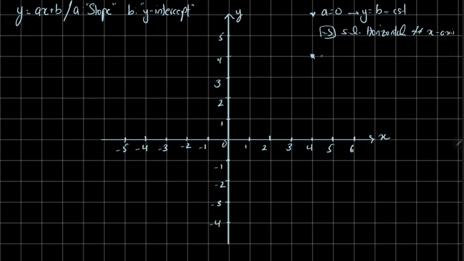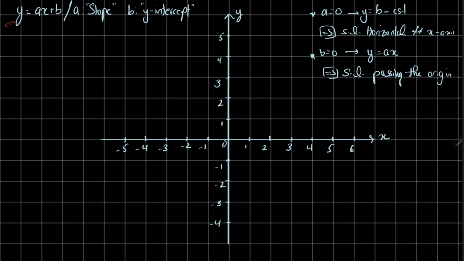Another condition is if b equals 0, then y will be equal to ax without plus b. Because we said that b is the intersection between the y-axis and the function, in this case the intersection between the y-axis and the function is the point 0. Then the straight line is a straight line passing through the origin.